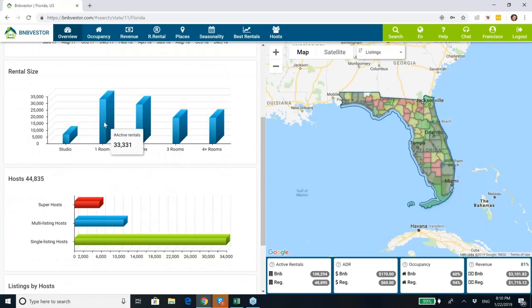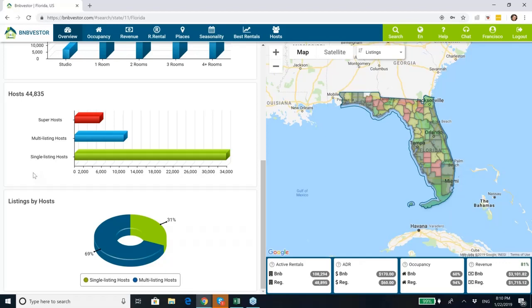Again, for the type of room, the highest is the one room, very close to the two room in the Florida area. You can see Florida is seen more like a business than the whole United States. In the whole United States it was a little more than 50%, but in Florida, 70% of all listings are whole-home and multi-listing hosts, which is very, very impressive. There are actually 10,991 multi-listing hosts doing business right now in the whole state of Florida.